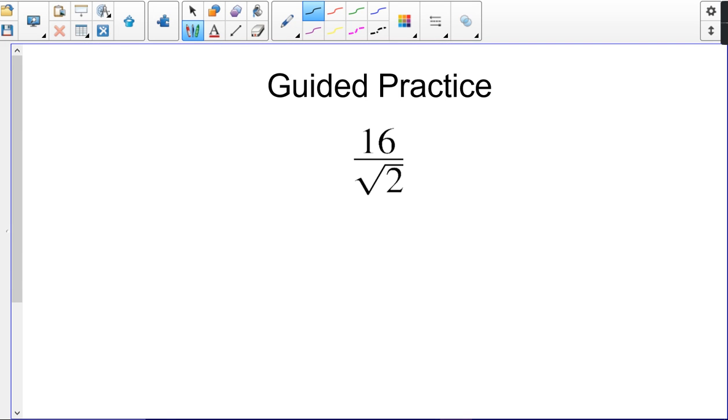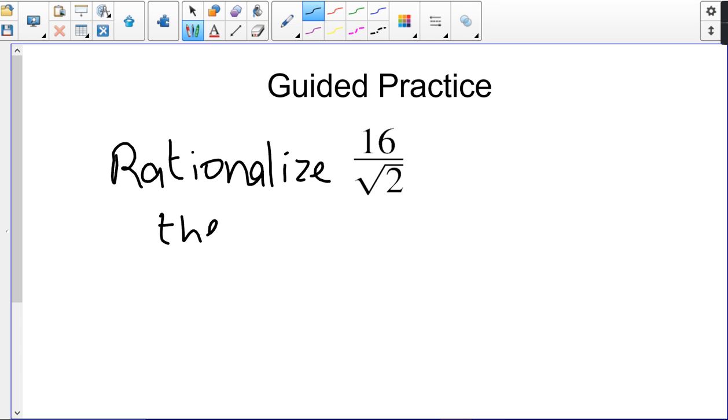Here's the third question we'll look at. Before we do a full division problem, I just want to look at a fraction with a radical on the bottom and talk about what it means to rationalize the denominator. We want to make that denominator, that means the bottom of the fraction, rational. Okay, that's what it means.